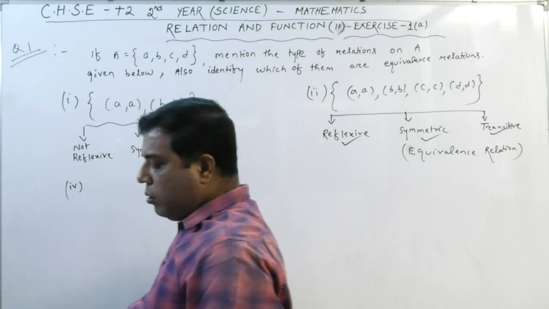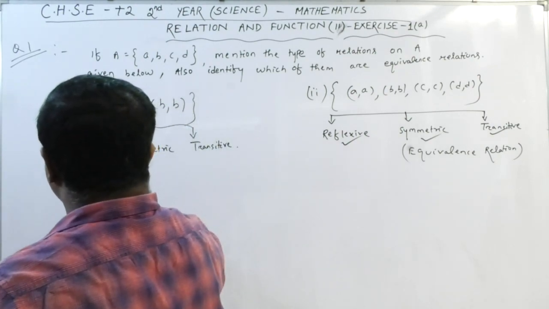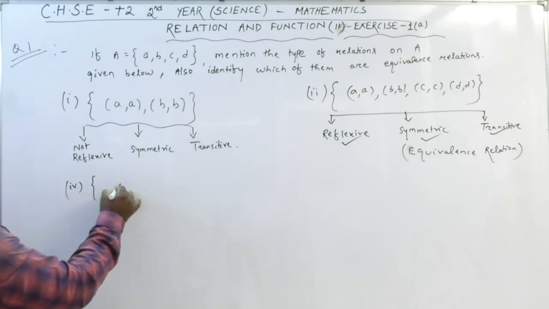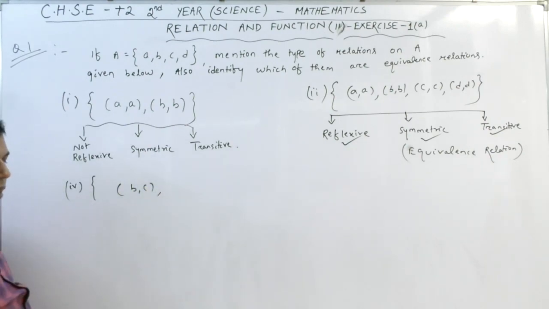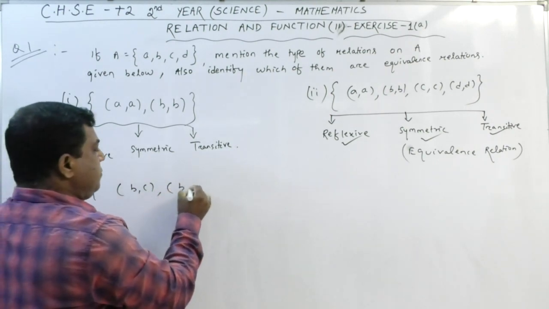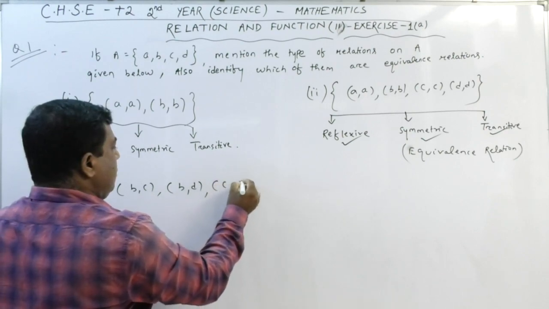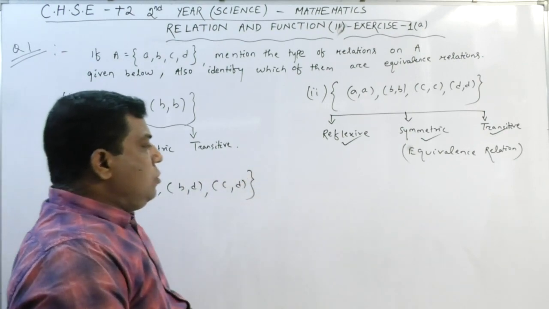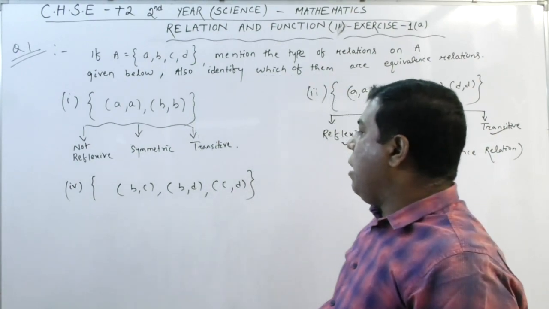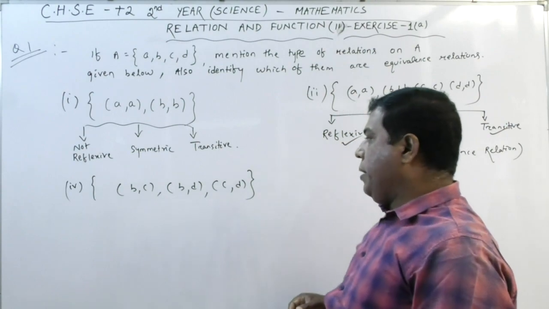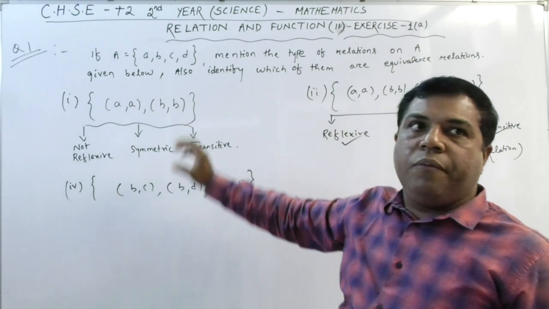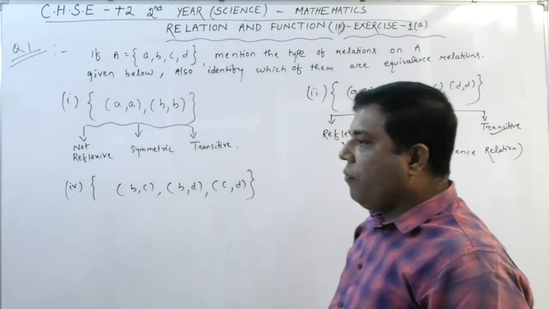Next we will go for the bit 4, and it says the relation contains the ordered pairs BC, BD and CD. Now we have to specify what type of relation it is. Go through it, you see and tell me. It is on A. All the pairs are from the product set of A.